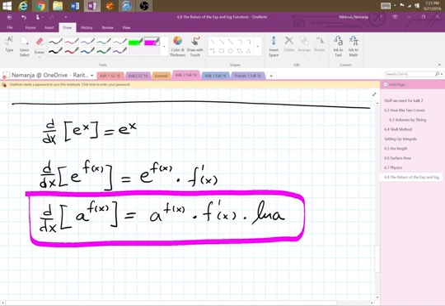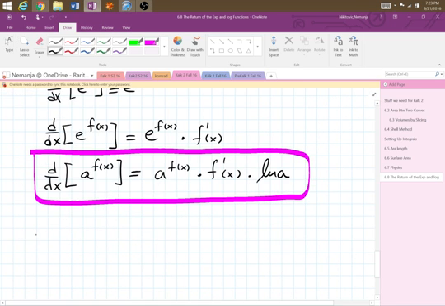Questions, concerns for the derivative of e? So just one example and then we're pushing forward. I would like you guys to tell me what is the derivative with respect to x of 2 to the power of x squared plus x minus 1. What is the derivative of this?